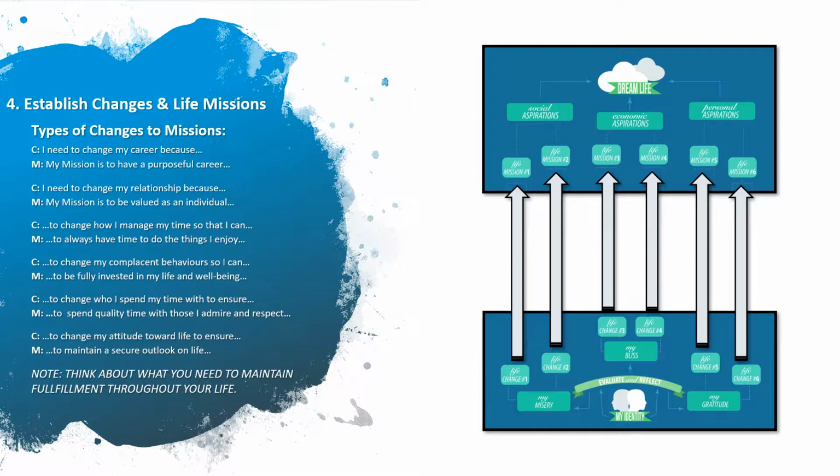So first, develop the changes. Think about reducing misery. Two changes to reduce misery, two changes to increase bliss, and two changes to strengthen gratitude. And look at the results that you want from implementing those changes in your life. Remember, think about what you need to maintain fulfillment throughout your life. That's where we're headed towards. That's your missions. That's your minimum level of fulfillment. We need to maintain these missions as a minimum in order to scale your life up towards your dream life. This represents the best version of yourself. So really spend time developing this exercise and putting your identity into it.